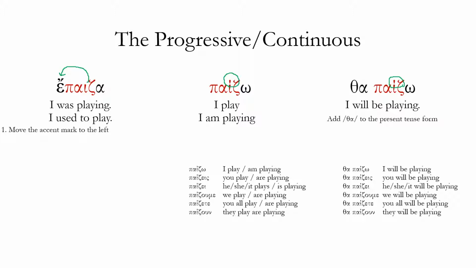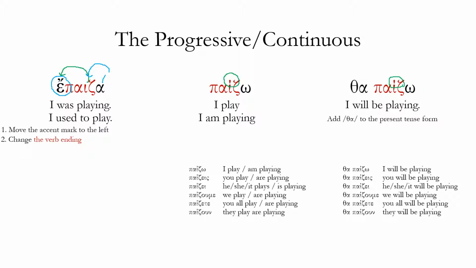Now, if the accent, if the oxia falls later in the word, so for example, if it happened to be here, we would move over this way, and this epsilon would not be necessary. There's a very technical term for that. We're not going to concern ourselves with it now, but the accent moving one syllable to the left is important. So we move our accent mark. We change the verb ending.